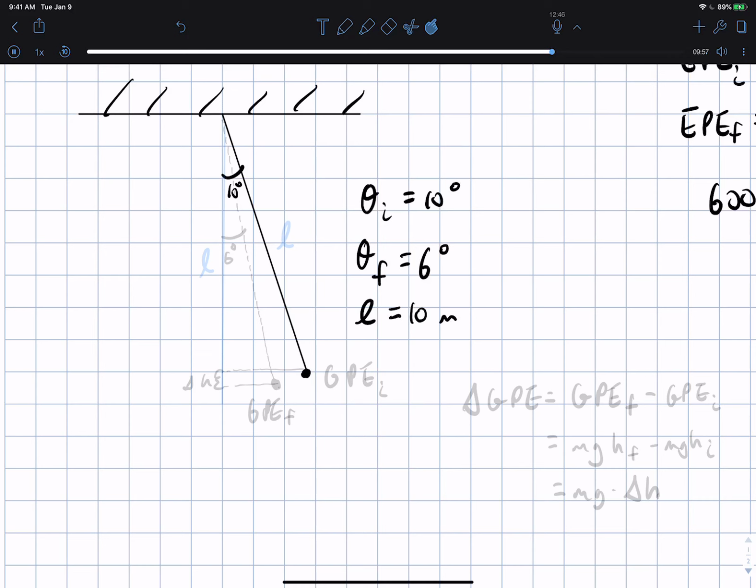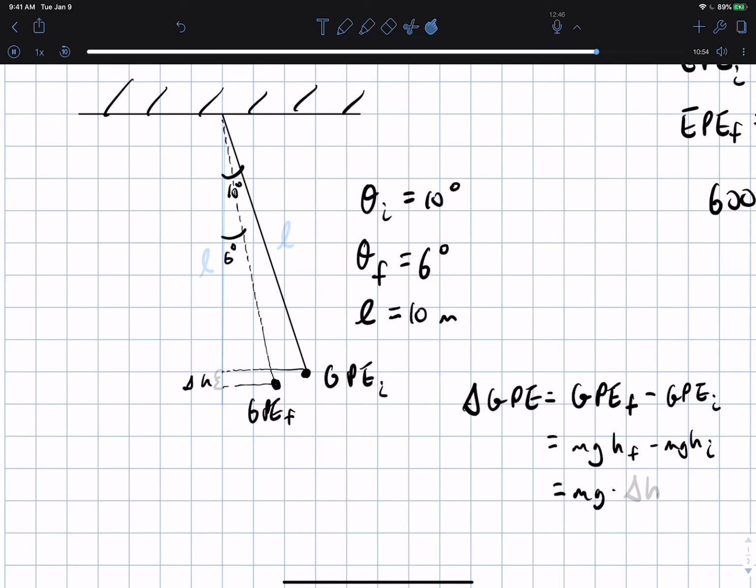Okay, well, how would we go about finding the amount of energy lost or how much damping there has been in this system? Well, you would find the GPE at 10 degrees, and then you'd have to find the GPE of it at 6 degrees, GPE final. The way you'd find that is, you have to find the comparative height lost. So the change in GPE is GPE final minus GPE initial, which is just mgh final minus mgh initial, which is just mg times change in h.